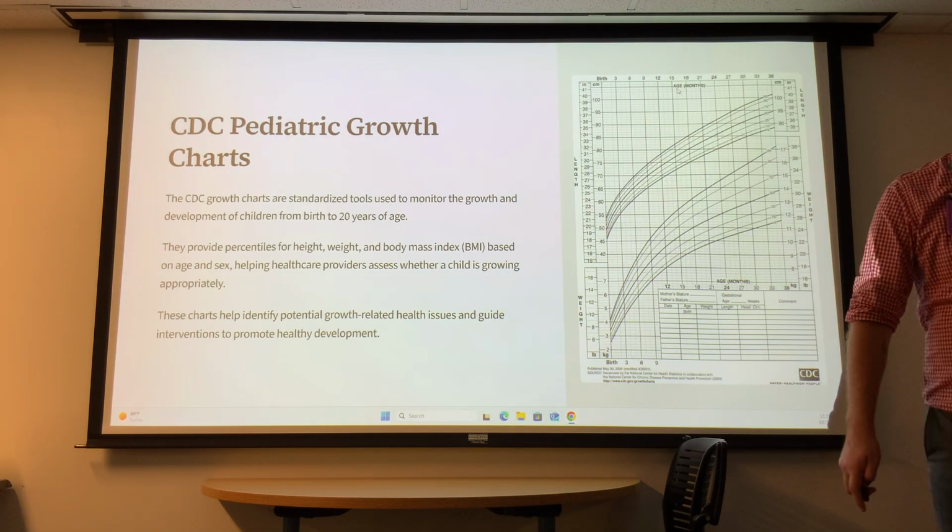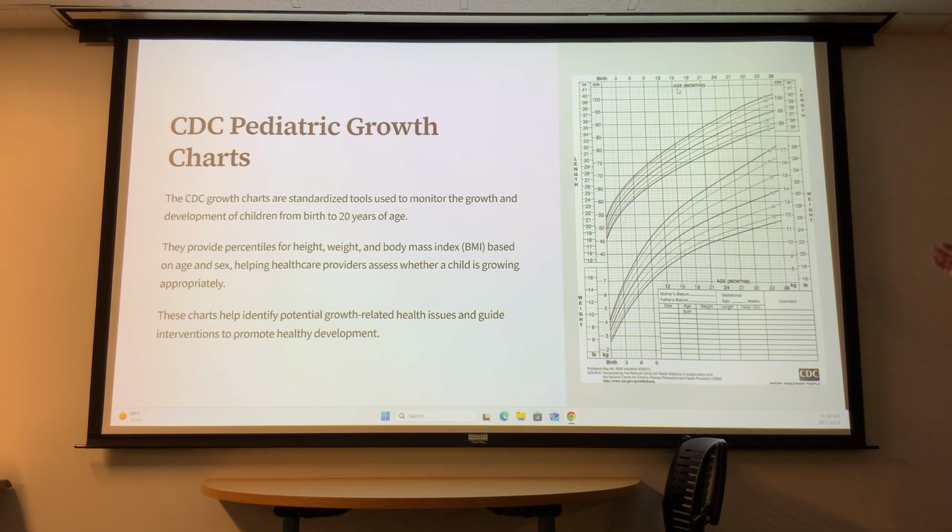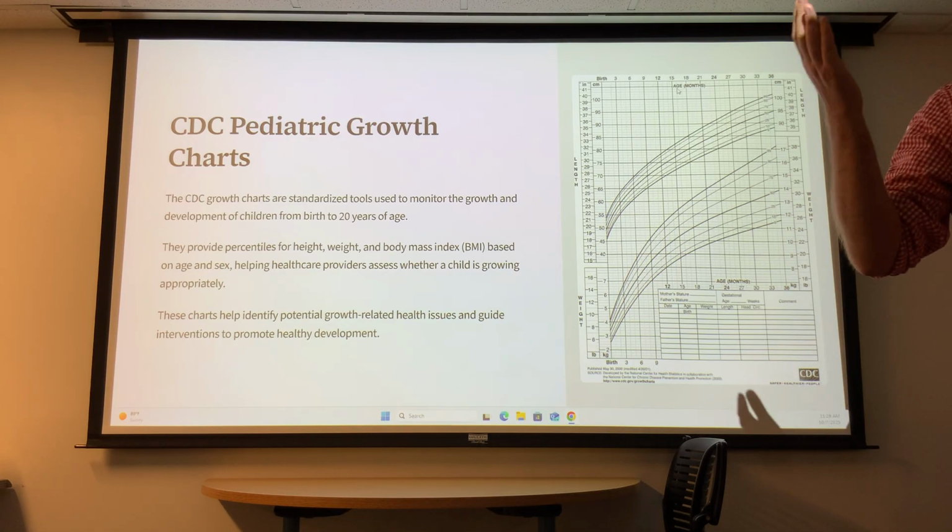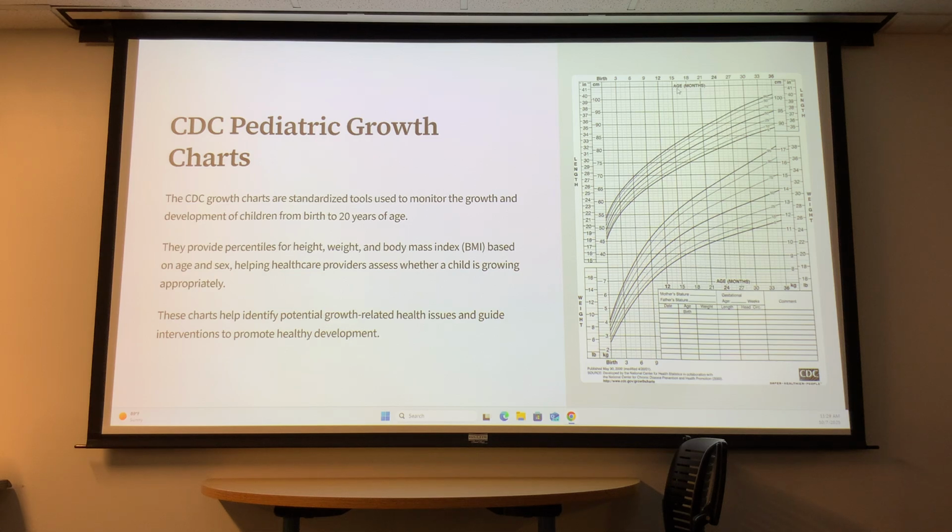The growth charts. Have you all seen the growth charts? Yes. Okay. What do they tell us? How they're growing. Yeah, how they're growing. Absolutely. All right. So we're looking specifically at their height and weight, and we're looking at, are they growing appropriately based on everyone else in their gender, in their age range, right?